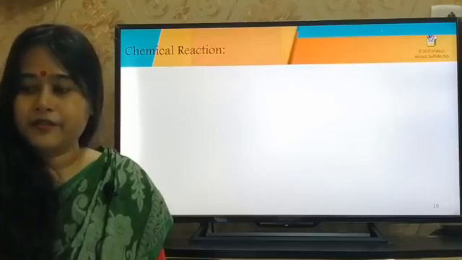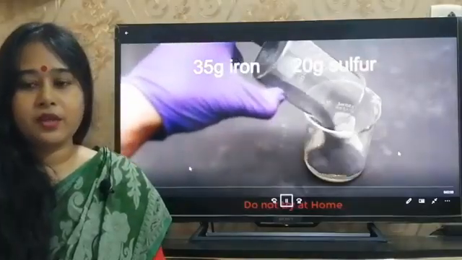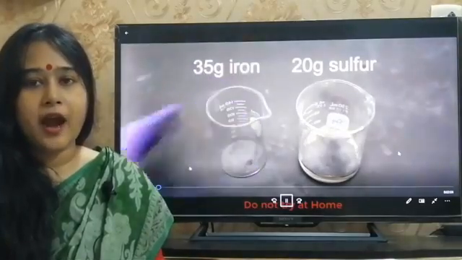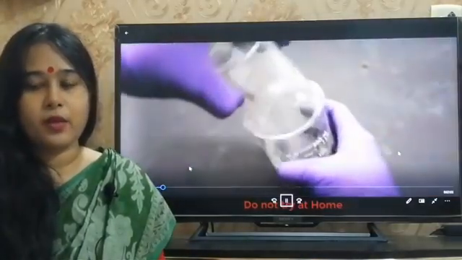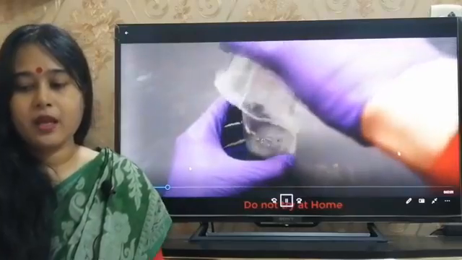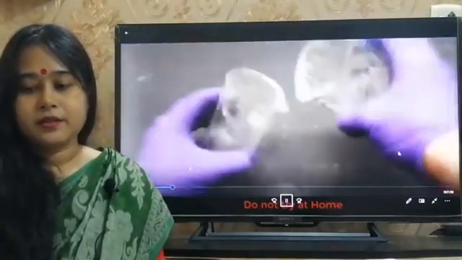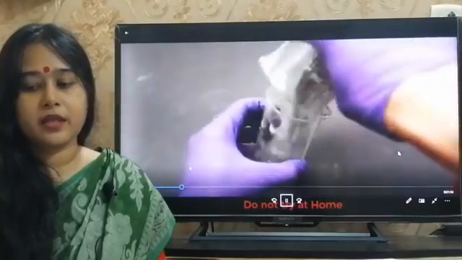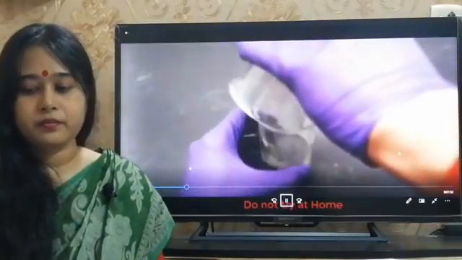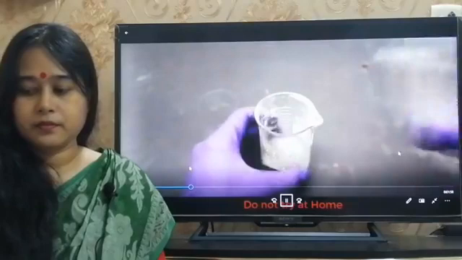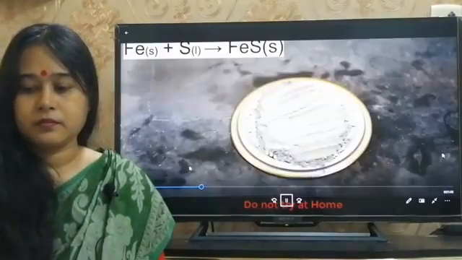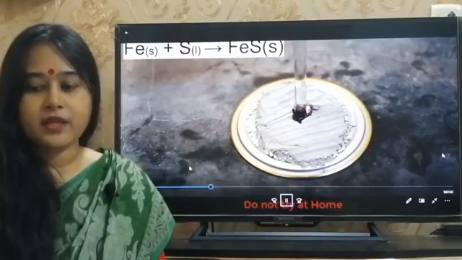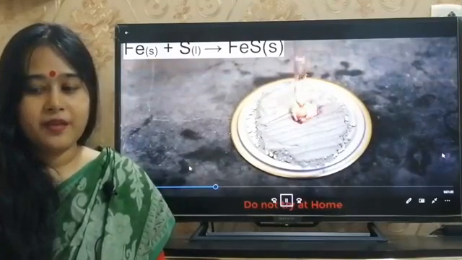Now let's see a video. Here in this video you can see a chemical reaction between iron and sulfur is going on. So here sulfur and iron are mixing very well. And what happened? Observe the video carefully.